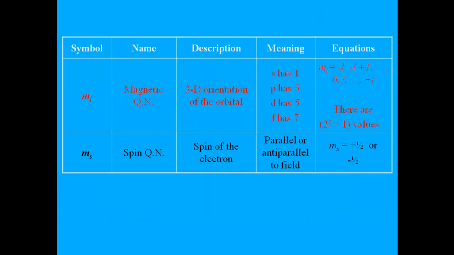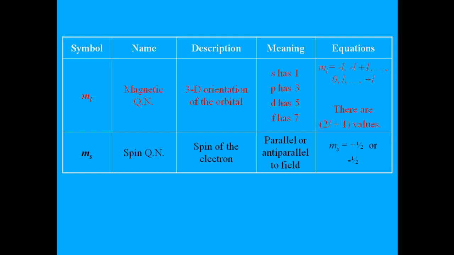m sub l is the magnetic quantum number. This is the 3D orientation of the orbital. How does the orbital sit on the 3D plane? s will have one shape and one orientation. p has 3, d will have 5, and f will have 7. To figure out the orientations available, you use -l plus 1 all the way up through +l. So there are 2l plus 1 values for the magnetic quantum number.